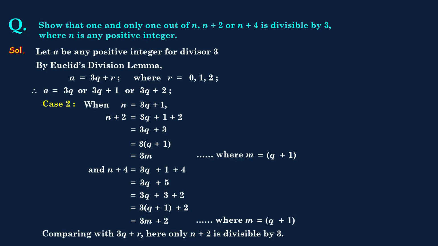Now if we compare this with 3q plus r, then we can clearly see that n is 3q plus 1, where 1 is the remainder. So that means it is not divisible by 3. Similarly, for n plus 4, we have a remainder of 2. So that's why it is not divisible by 3. But n plus 2 is in terms of 3m, so that means it is divisible by 3. So in this case, n plus 2 is divisible by 3.